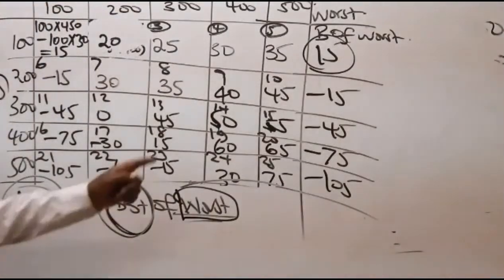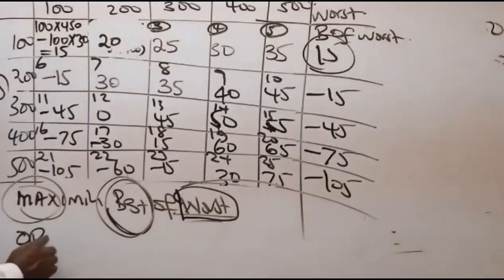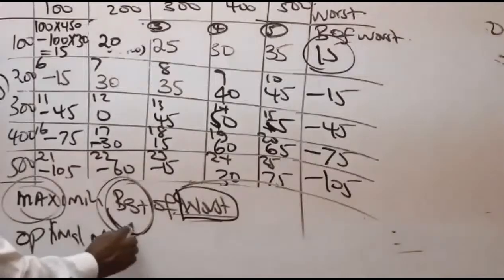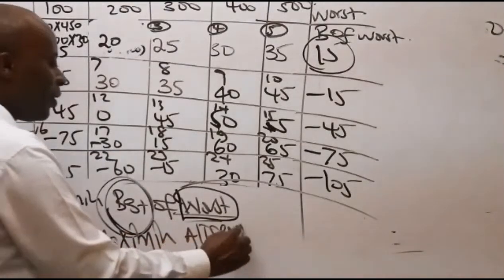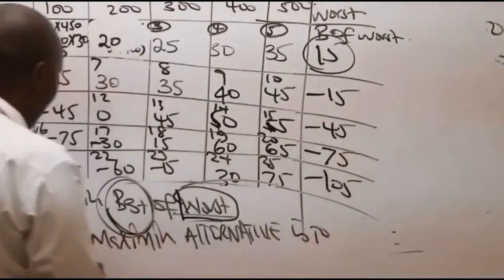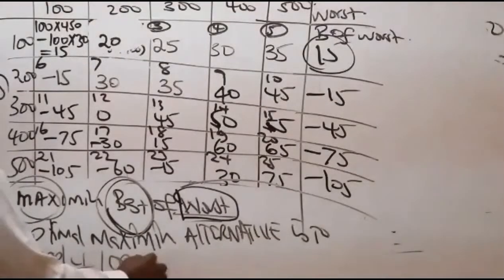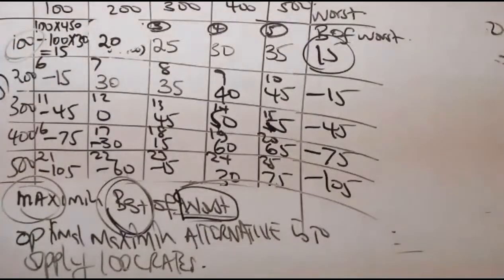So if it is the best of the worst, what does it correspond to here? It corresponds to 100 crates. So you're saying here that the optimal maximin alternative is to supply 100 crates.